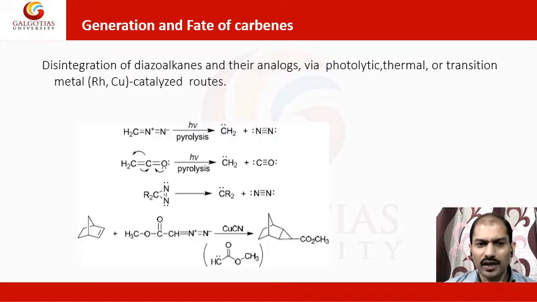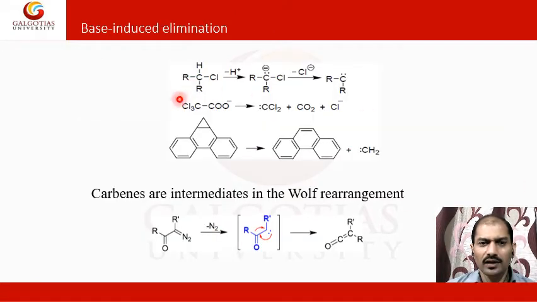Another very important topic is generation. There are a number of reactions by which carbene can be generated. For example, in the case of diazoalkane, with the help of photolysis in the presence of light, you can generate the carbene. There are many more examples you can refer to. Base-induced elimination is another reaction by which you can generate carbene.